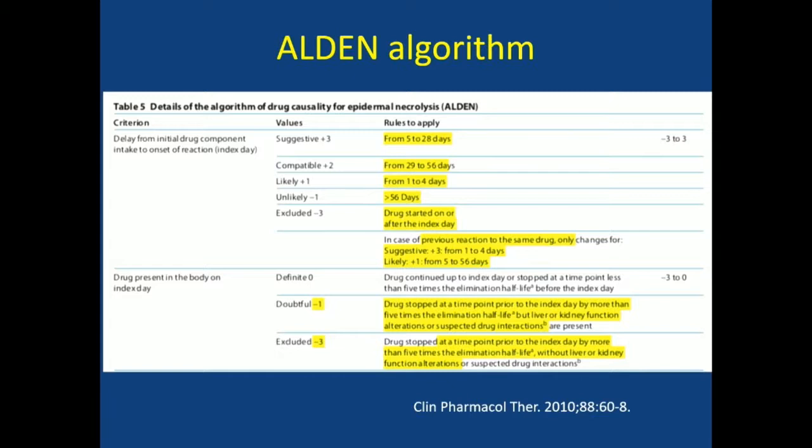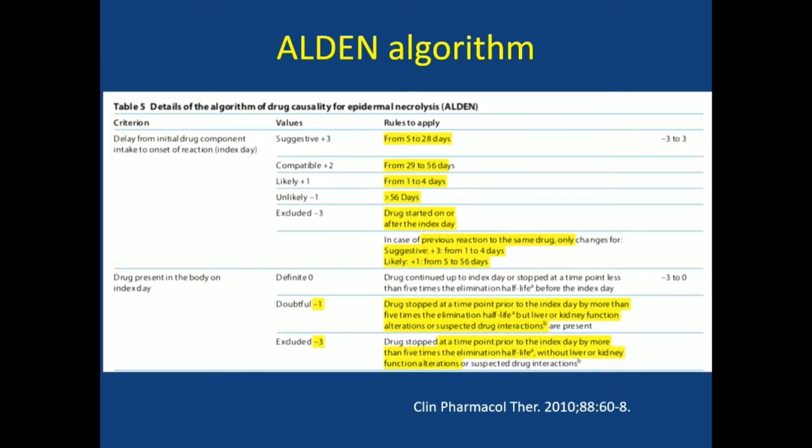Most likely in SJS-TEN, the drug rash develops in an interval of 5 to 28 days. This is unlike DRESS, which is again a drug rash, which develops after an interval of 4 weeks. So any patient who has developed a drug rash in this interval of 5 to 28 days is likely to have SJS-TEN and scores a score of 3.